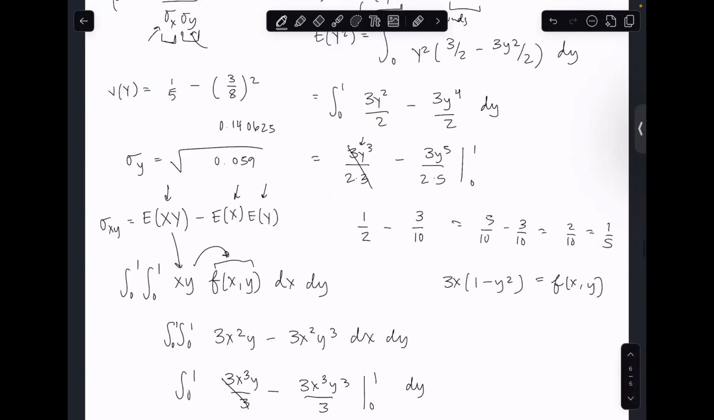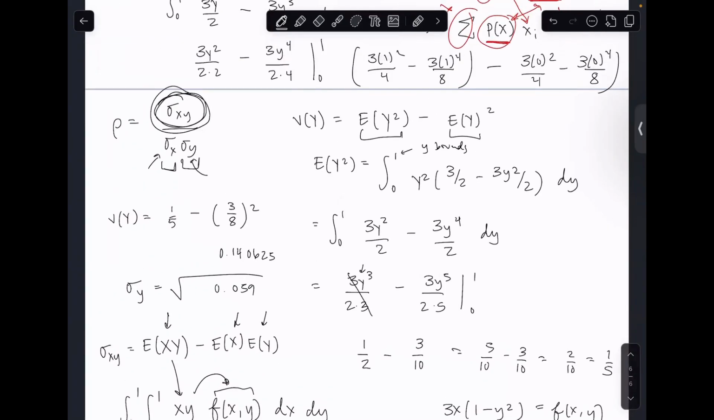But now we have this. And so if it was a non-zero number, we just take that number, right here, divided by these, which we can find, and that would be our correlation coefficient.